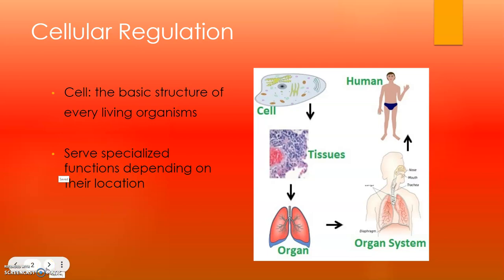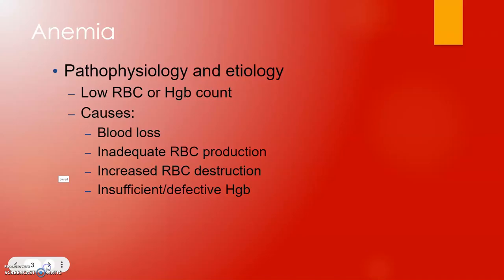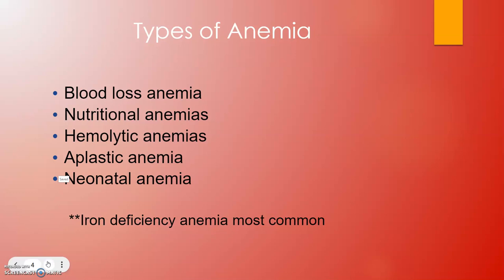So the cell that we're focusing on today is the red blood cell, and specifically a lack thereof, which is called anemia. There are different reasons that this happens. It could be from frank blood loss. It could be inadequate red blood cell production or destruction of that red blood cell. Or maybe we have enough red blood cells, but they're defective for whatever reason, or they're not carrying enough hemoglobin to meet the oxygen demands of the body. So we're going to go over a few different reasons that this happens.